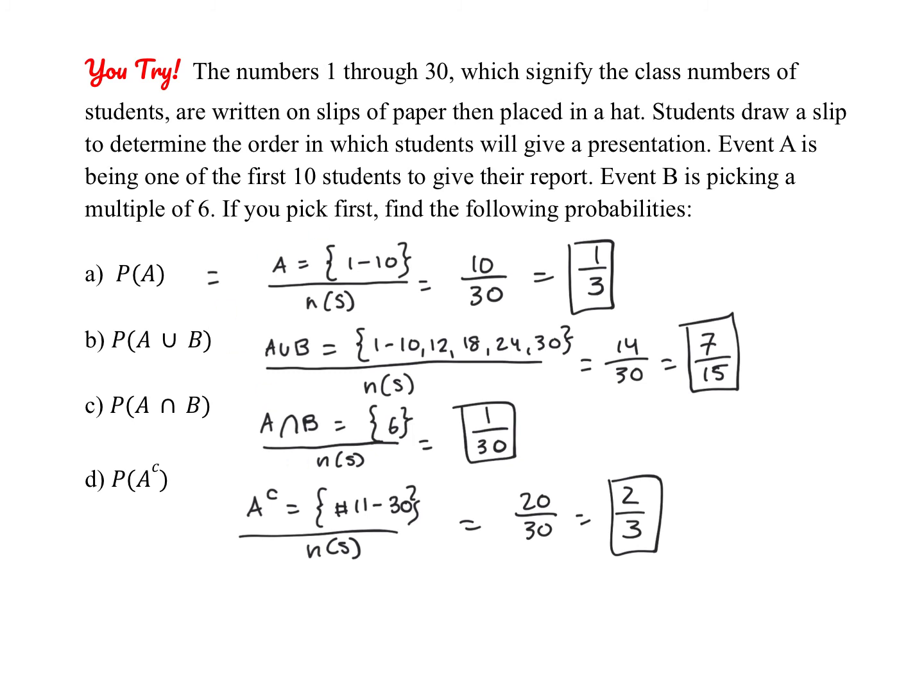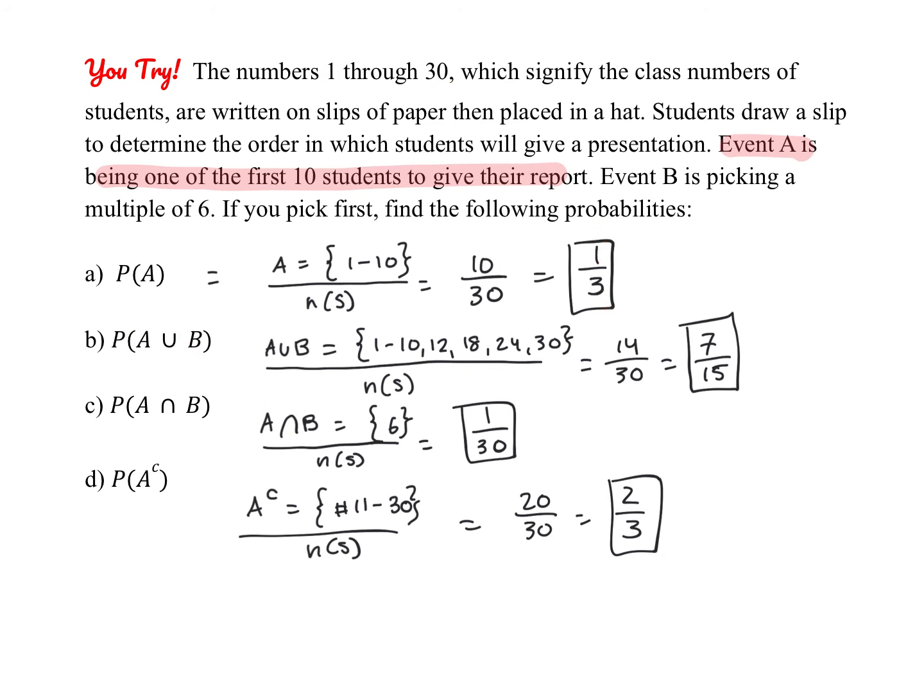So for each of these, I listed out what the outcomes are of each event or each relationship of events. So in event A, it's just the numbers 1 through 10. Because here, if you're one of the first 10 students, then you're picking the numbers 1 through 10. So there's 10 outcomes in that event out of a 30 total, because you could pick anything from 1 to 30, so it's a probability of 1/3.